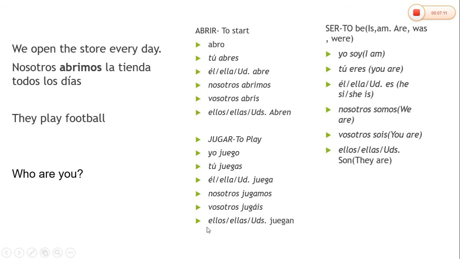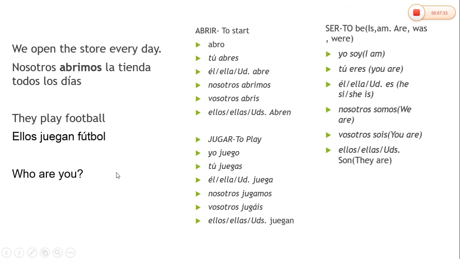So they is ellos, right? So we will write ellos, and with ellos the verb should be juegan. That should be the conjugation. Ellos juegan, and football is football only. So it will be ellos juegan football.